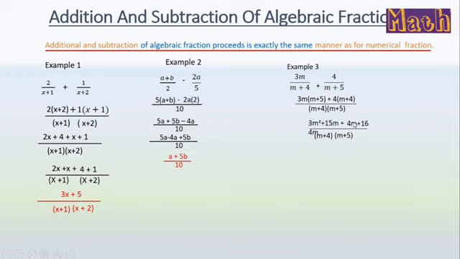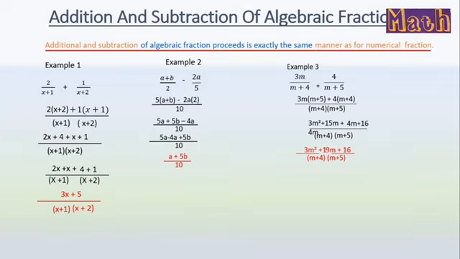So you can see the answers: 3 times m gives 3m squared, 3m times 5 gives 15m, 4 times m gives 4m, and 4 times 4 gives 16. Then the next step is to apply the same rules to continue.